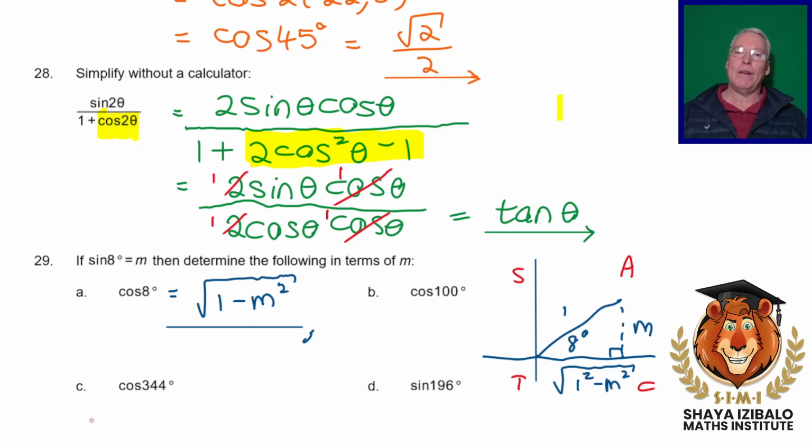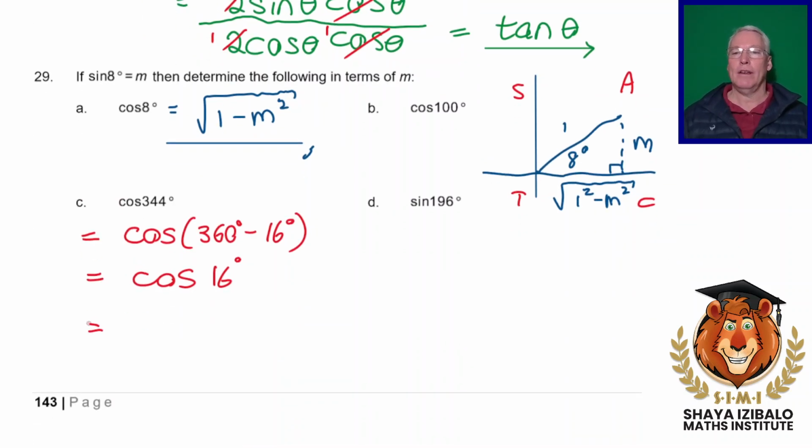Let's look at cos of 344. We're in quadrant 4, 16 degrees from the horizontal axis. This is going to be exactly the same as cos of 360 minus 16, and cos of 360 minus 16 is exactly the same as cos of 16, quadrant 4 for horizontal axis. Now 16 is double 8, so we can change this to cos of 2 lots of 8.